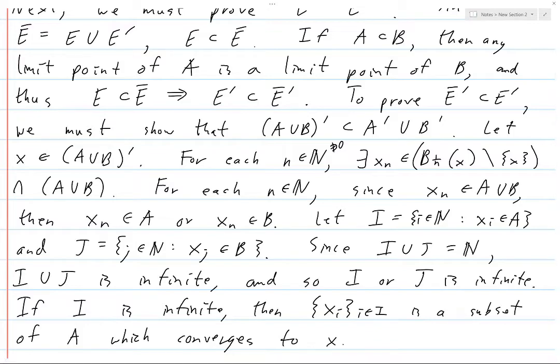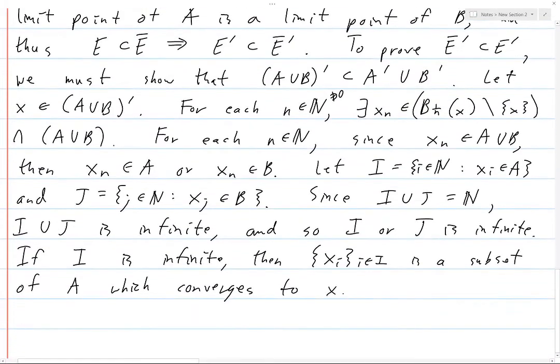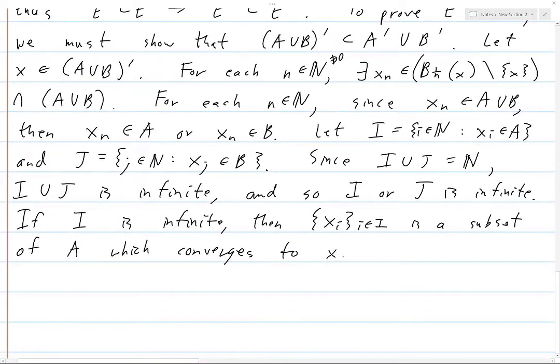And so, if you give me any epsilon, if I choose n such that n is greater than 1 over epsilon, then x_n is going to be in the ball of radius 1 over n centered at x, which is contained in the ball of radius epsilon centered at x, which means that x_n is within epsilon of x. And the fact that you can choose such an x_n for every single epsilon implies that the x_n's converge to x. Okay, so if I is infinite, then this is a subset of A which converges to x.